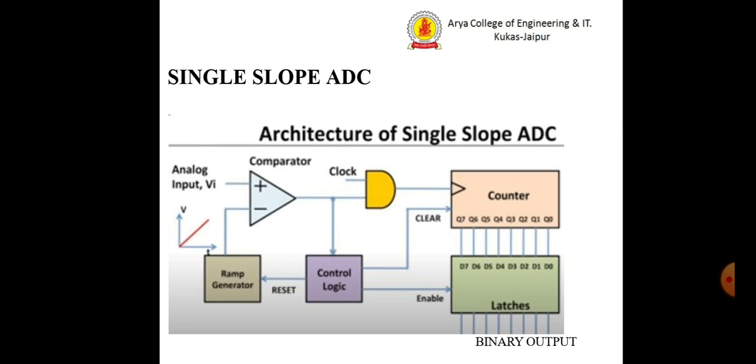We also have a control unit which has control logic, and it is giving commands to the counter so that the counter can be cleared as required. It is also giving the command to the latches to enable or disable a latch, and it has the capability to reset the ramp generator so that it could be made ready for the next A to D conversion.